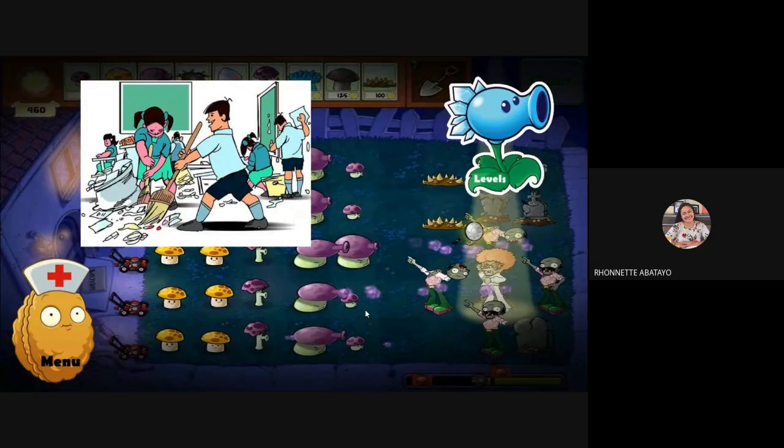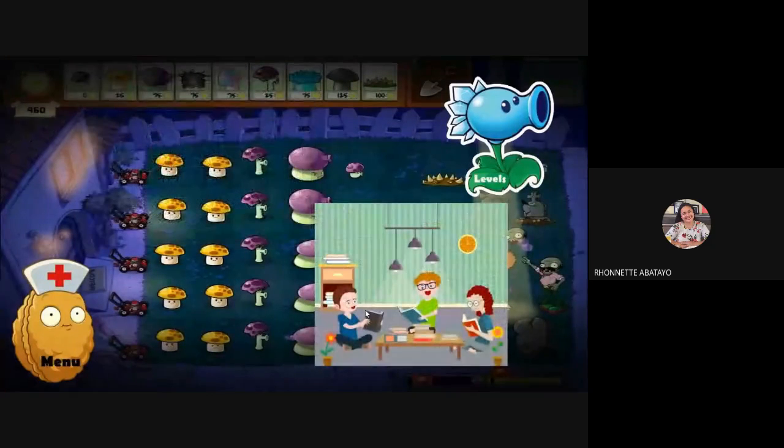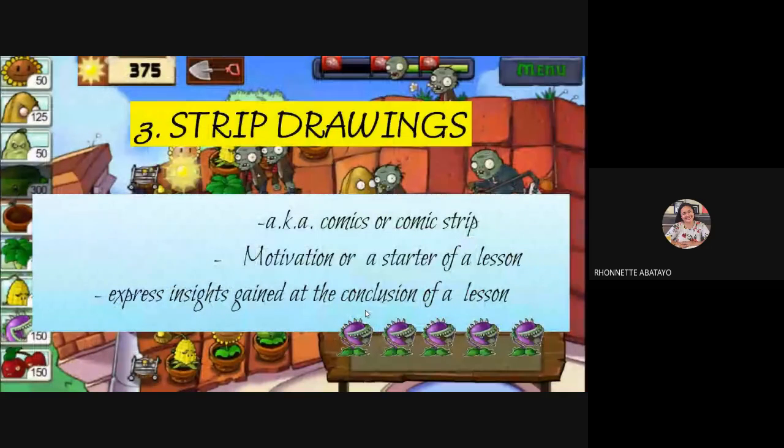So there are many sources of cartoons. It can be on Google or Google Images. It can also be cartoons that you create, or that you can project inside your classroom or inside your lesson.